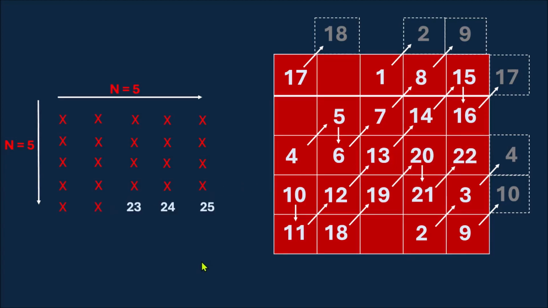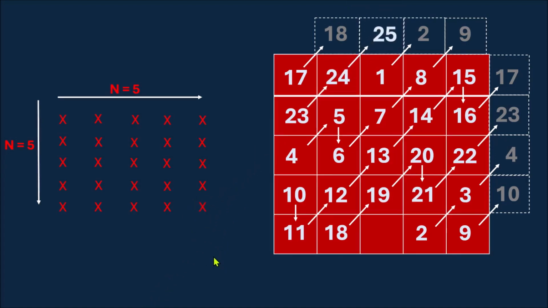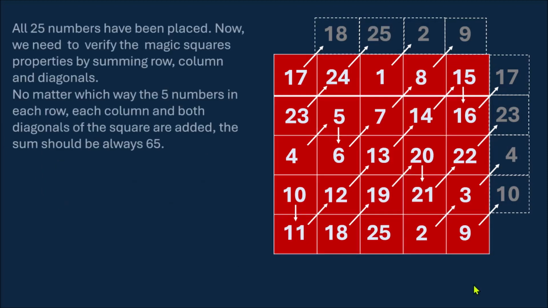22, 23, this is outside, therefore 23 should be moved to here. Now 24, the final number is 25. Okay, unfortunately 25 is outside of the squares, therefore 25 should be moved to here. Okay, now we have completed all numbers. All 25 numbers have been placed.